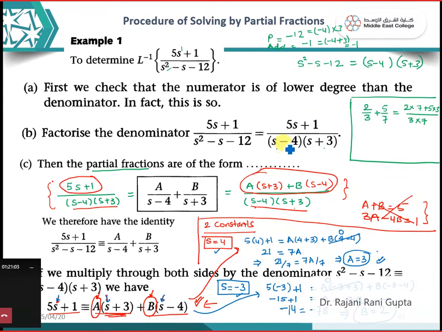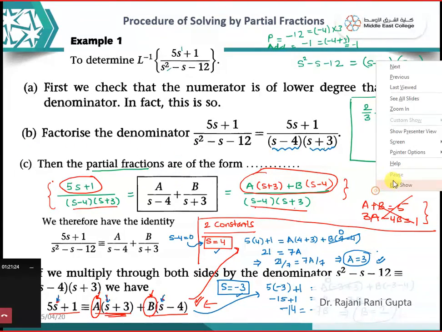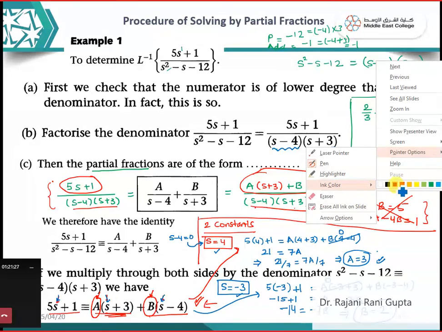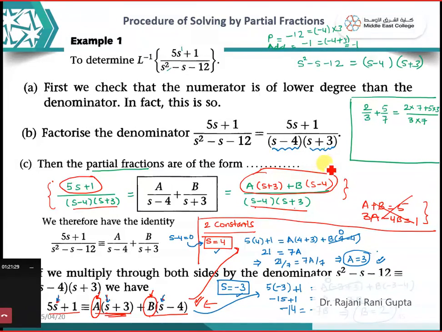See, you always get it from the denominator, from your question. You have the factors s minus 4 and s plus 3. So you get s equal to 4 by putting the factor s minus 4 equal to 0. This gives you s is equal to 4. Okay, so from the question. Similarly, if you put the second factor s plus 3 equal to 0, this gives you the value s is equal to minus 3. So we always work with this.